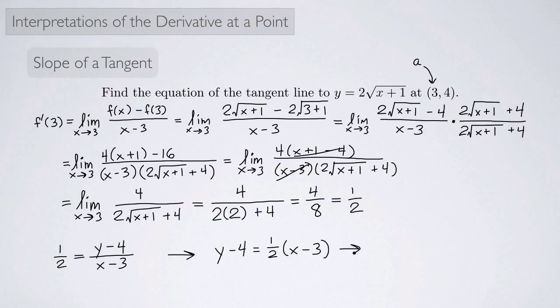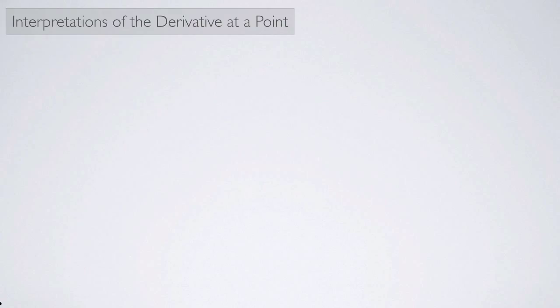And if I really want to, I can solve for y. I can bring the 4 over to the other side. So I would get y equals 1/2 x, and then I would have minus 3/2 plus 4. And minus 3/2 plus 4 is 5/2. So I would get 1/2 x plus 5/2. So that's one way to interpret the derivative at a point.